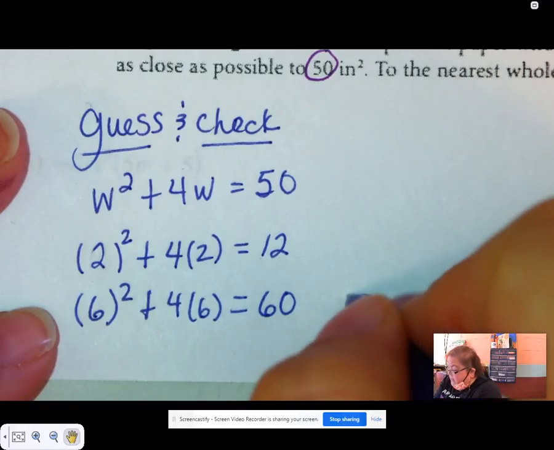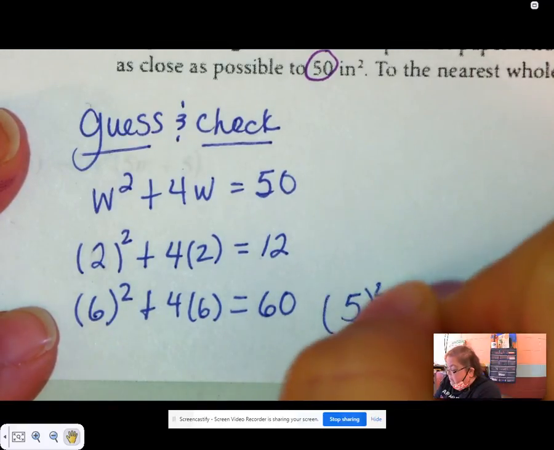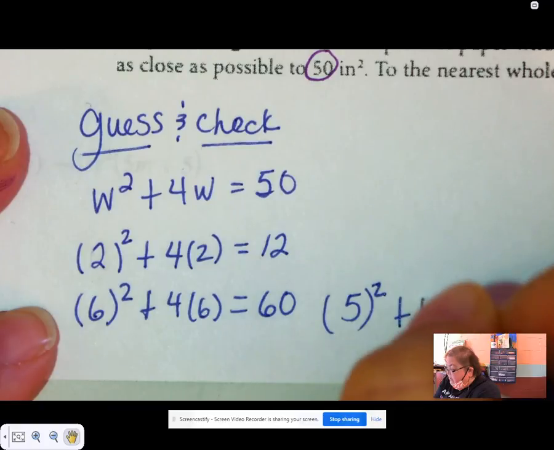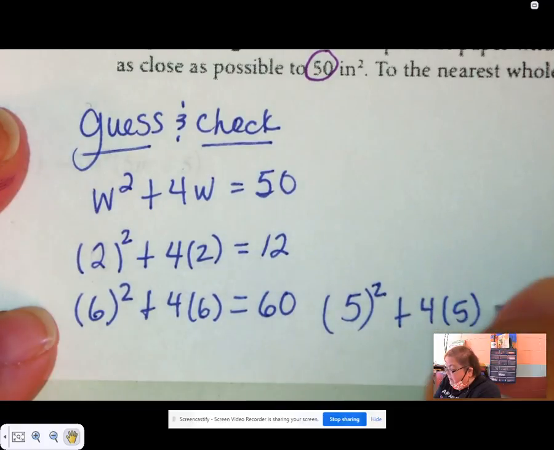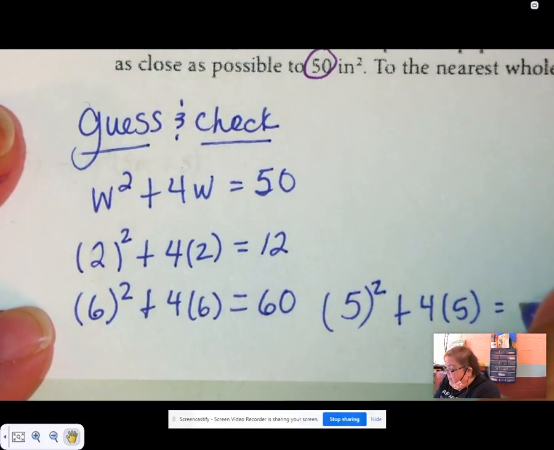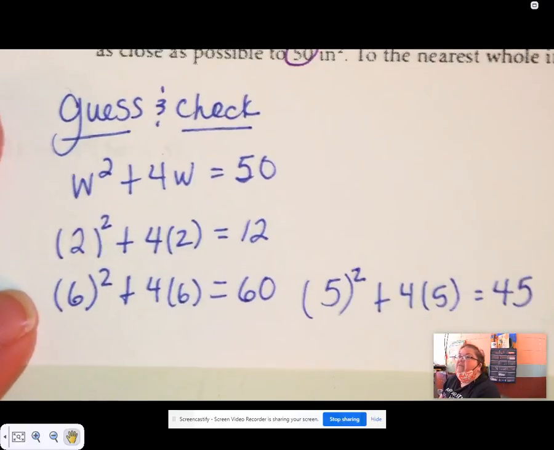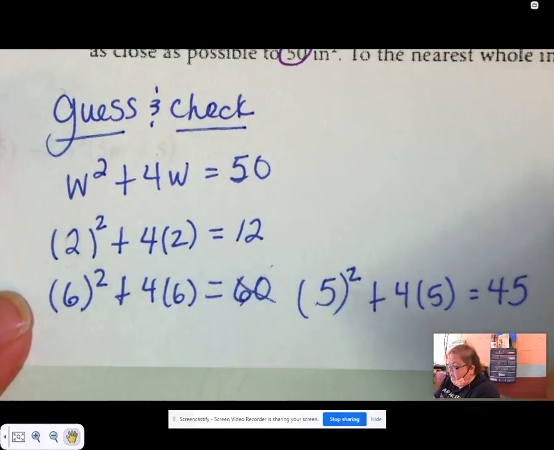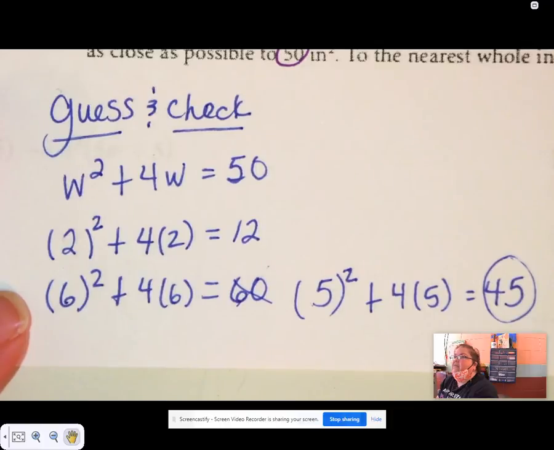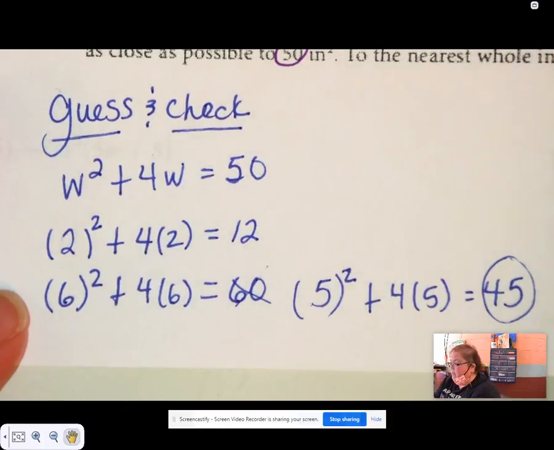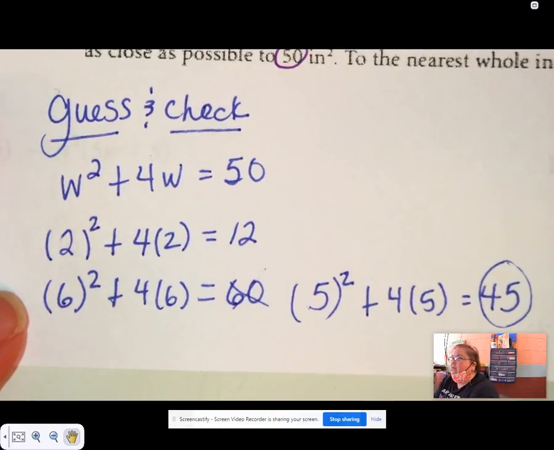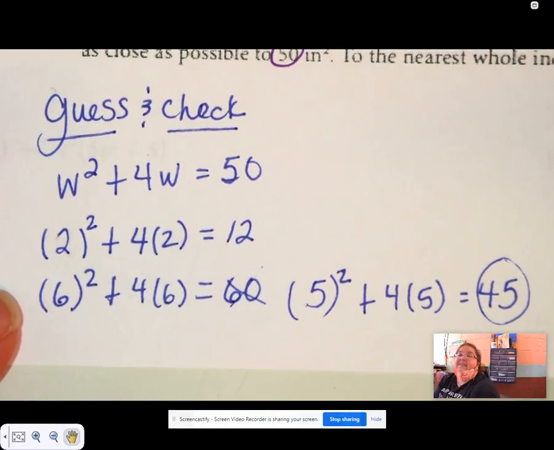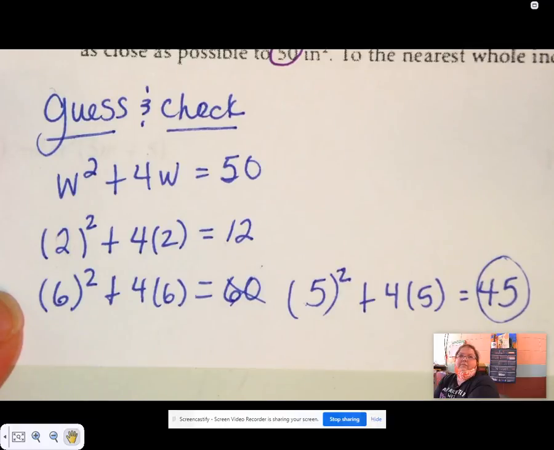Okay, I'm with you. So I've got 5 squared plus 4 times 5. What do I get? 45. So it can't be 60. It's too high. So it's got to be 45. So that's it. So we're going to go back over here. Everybody got that? Everybody with me? That's guess and check. Isn't that fun?